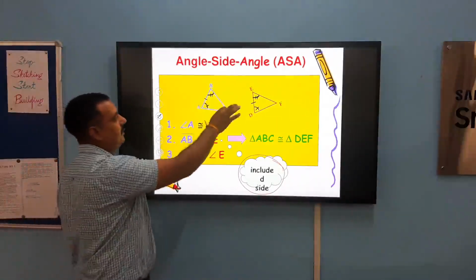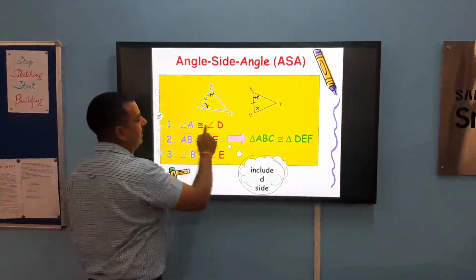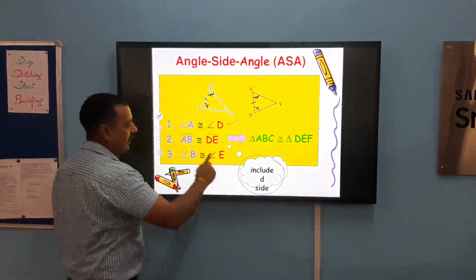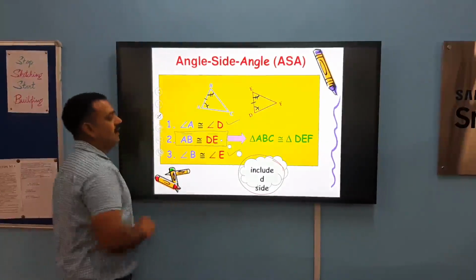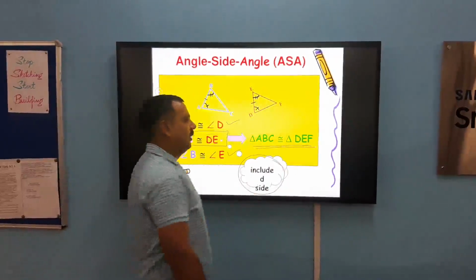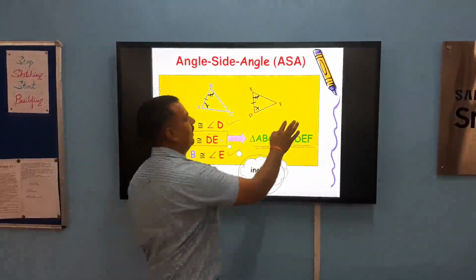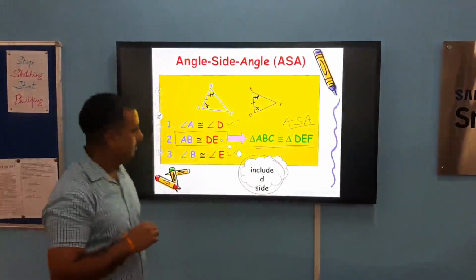So, for example, triangle ABC and triangle DEF: if we take angle A equal to angle D and angle B equal to angle E, then if AB is equal to DE, the two triangles are congruent to one another using the criterion ASA, or angle, side, angle.